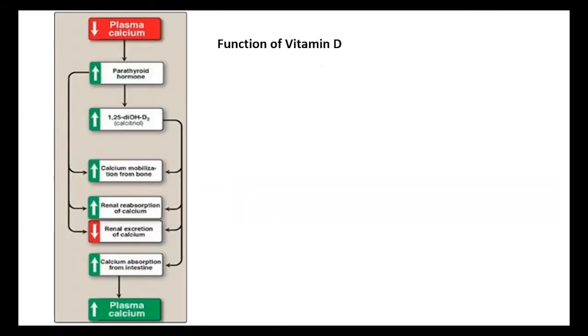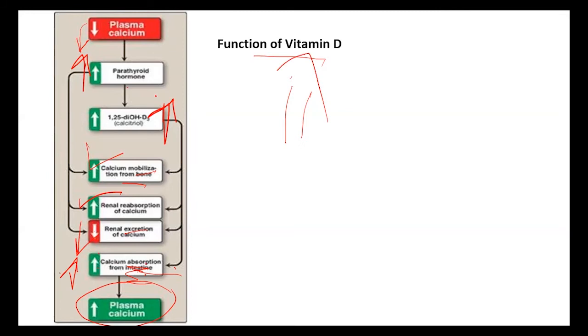Okay, what is the function of vitamin D? I told you before, when there is low plasma calcium concentration, there is an increase in the parathyroid hormone. The parathyroid hormone increases vitamin D3. Vitamin D3 causes further mobilization of calcium from the bone. It causes renal resorption of calcium, and it decreases the renal excretion of calcium. And it also increases the calcium absorption from the enterocytes of the intestine. As a result, there is an increase in the plasma level of calcium. Actually, the function of vitamin D is the maintenance of the serum levels of calcium and phosphorus.